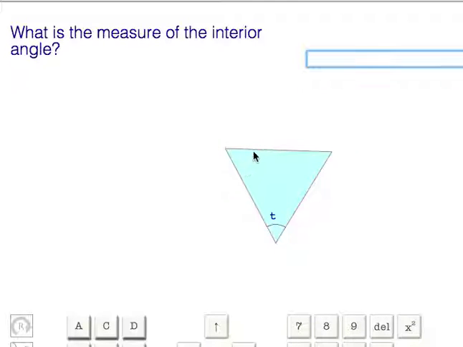Okay, this is pretty simple. This is an equilateral triangle. We know that the sum of the angles in any triangle is 180, and they're all the same angle, so it's going to be 180 divided by 3, which is 60 degrees. So 60 degrees.